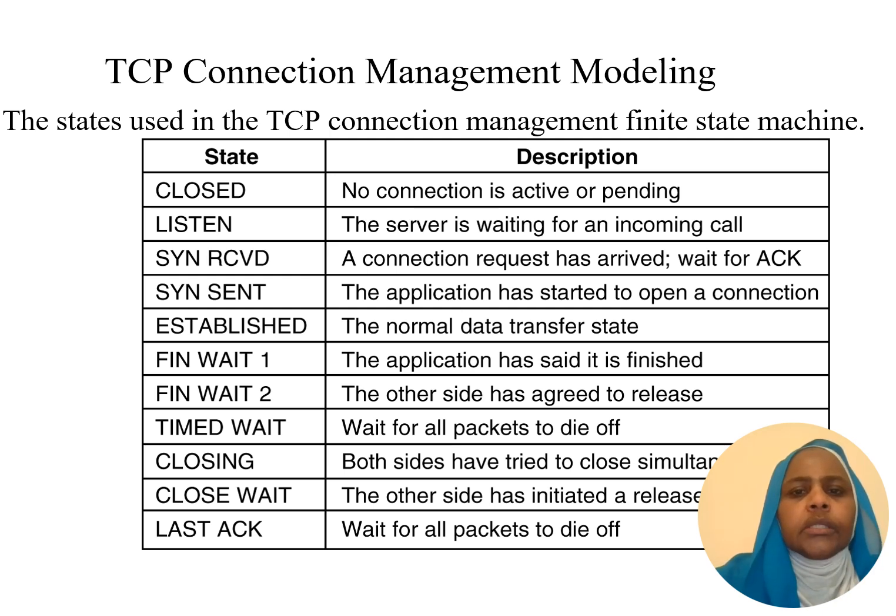FIN wait 1 is when the application said it has finished. FIN wait 2 is when the other side agreed to release the connection. Timed wait is waiting for all packets to die off. Closing, when both sides try to close the connection simultaneously. Close wait is when the other side initiates a release. And last acknowledgement, waiting for all packets to die off.